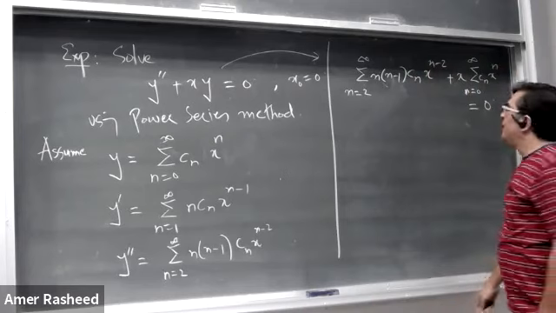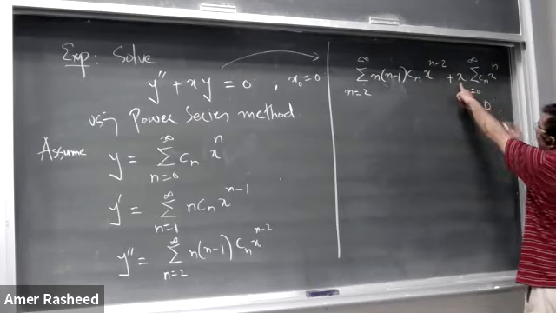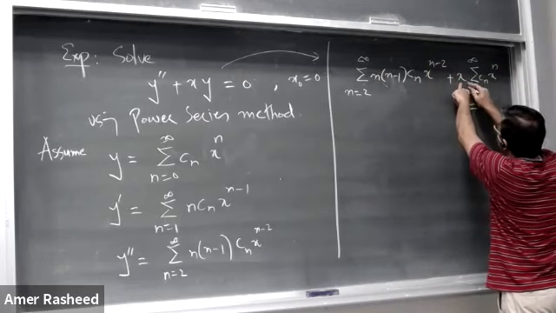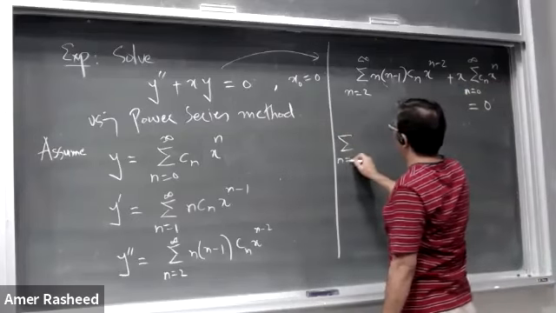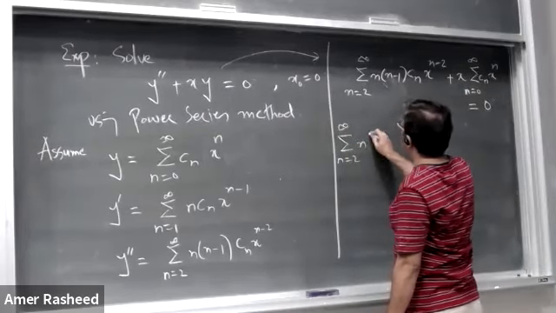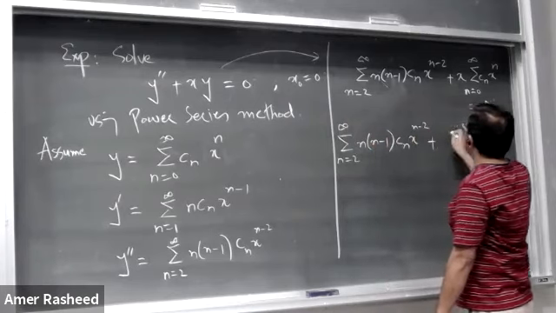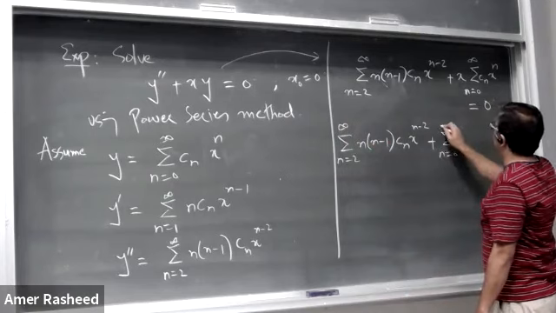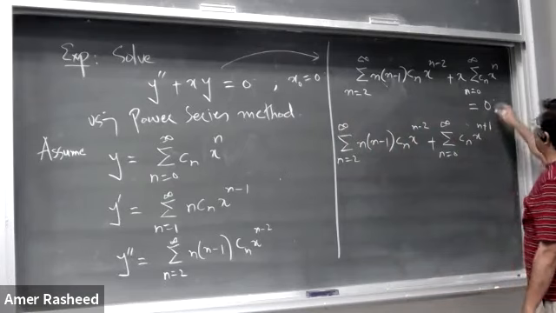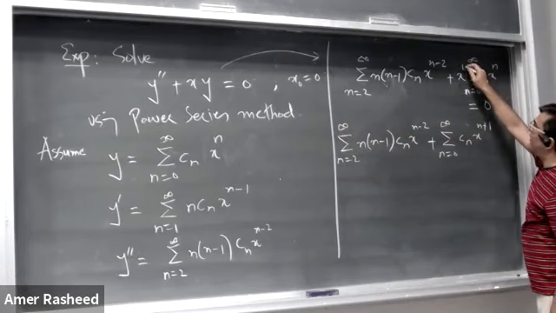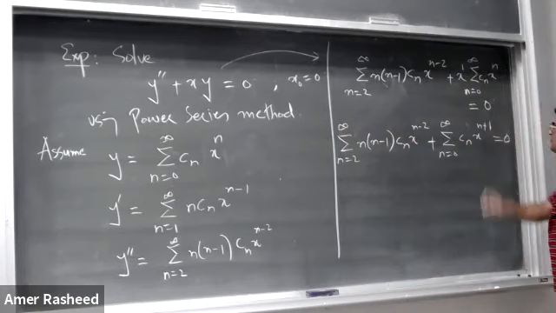Okay. Now this x has nothing to do with n. We can take it inside as well. So this can be written as n from 2 to infinity, n into n minus 1 Cn x power n minus 2 plus summation n from 0 to infinity Cn x power n plus 1. Here we had x power n, and this x power 1. The bases are same, exponent will be added, so this becomes equal to 0.